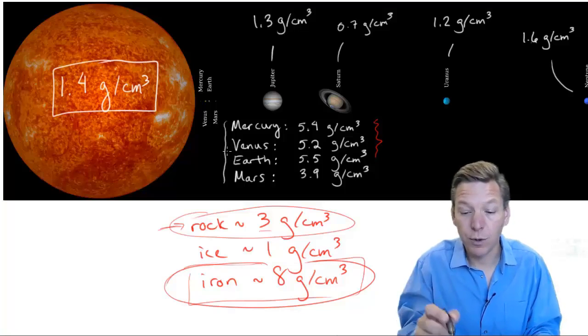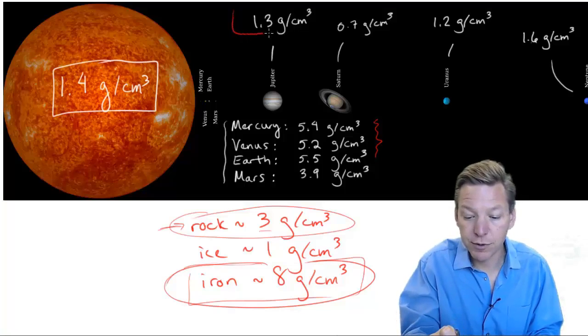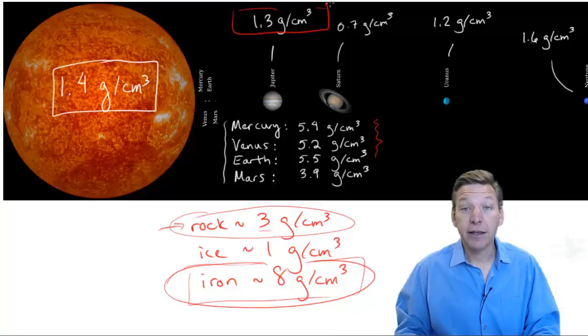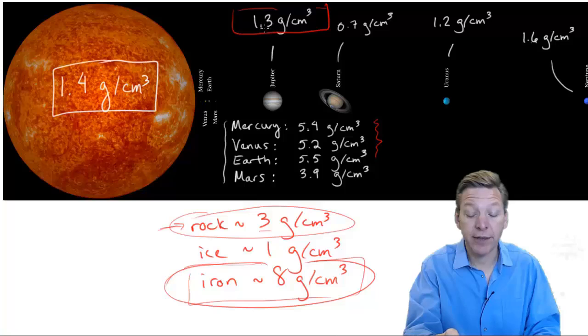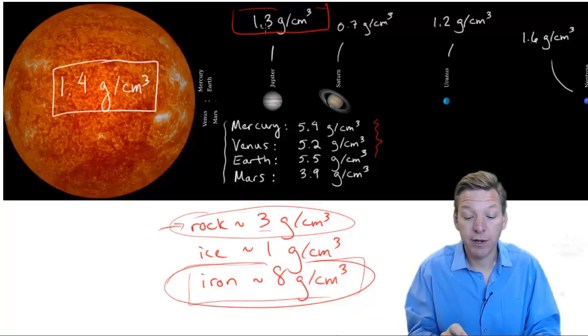Let's move out here to what the point here was supposed to be, which is Jupiter. 1.3 grams per centimeter cubed. And it's huge. Whatever it's made out of is highly compressed on the inside. So the material it has must be much less than 1.3 grams per centimeter cubed. Is there any rock? Well, certainly not much, if any.